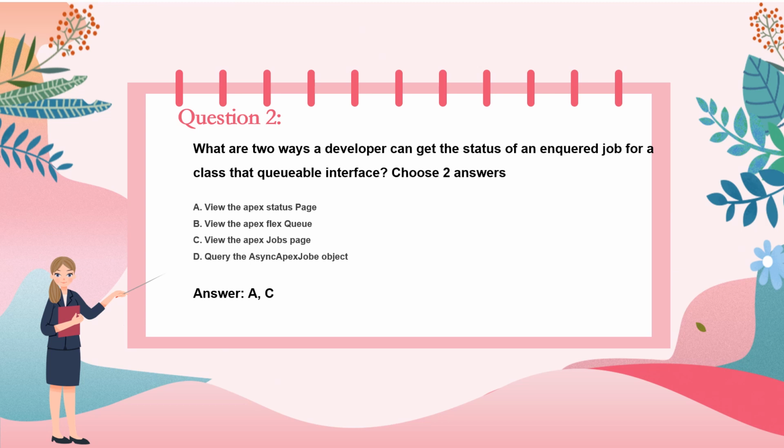Question 2. What are two ways a developer can get the status of an enqueued job for a class that implements the queueable interface? Choose two answers. A. View the Apex status page. B. View the Apex Flex queue. C. View the Apex jobs page. D. Query the AsyncApexJob object. Answer. A, C.